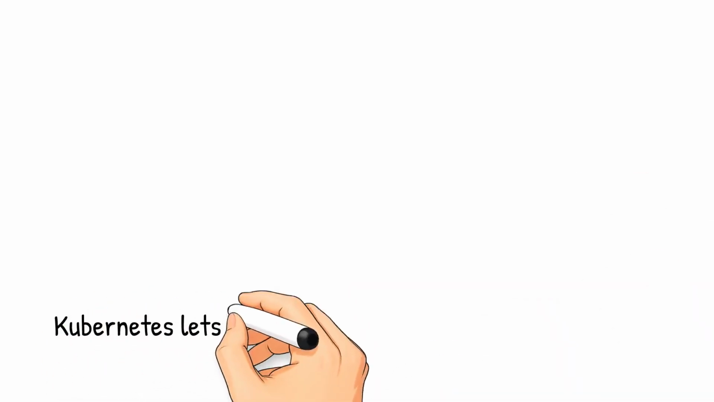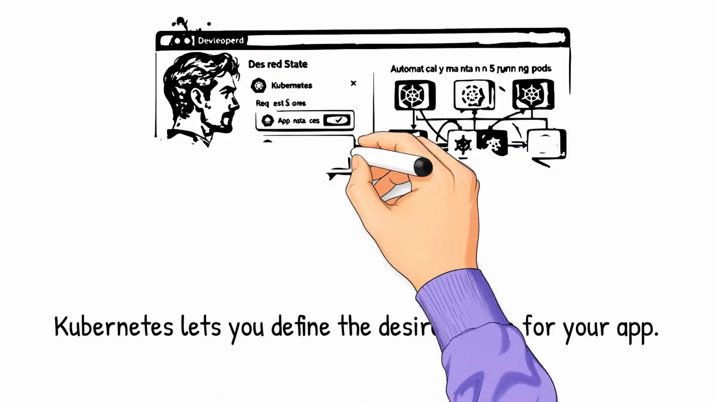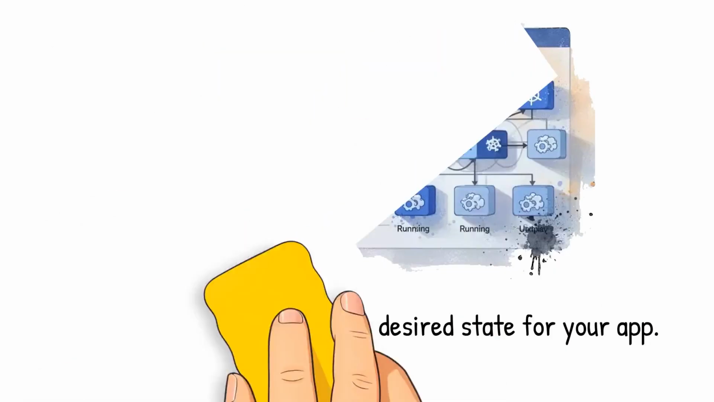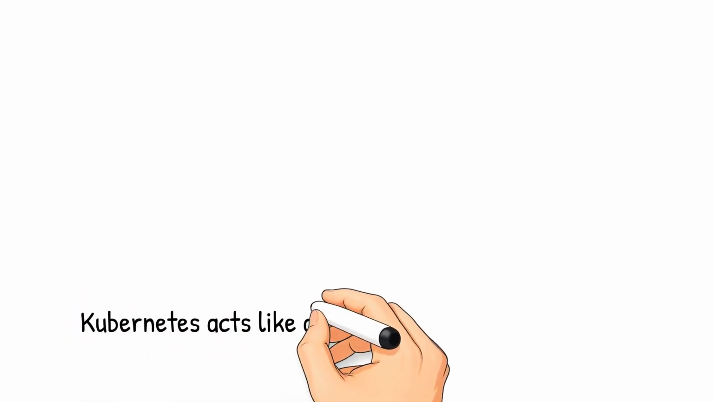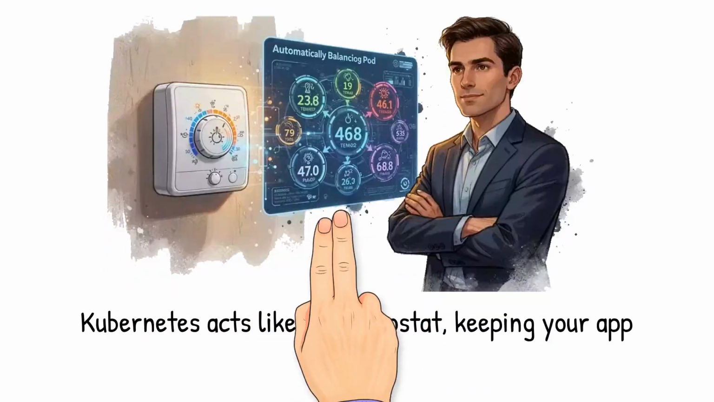You don't tell Kubernetes how to do things step by step. You tell it the goal. I want 5 copies of my app running, always, and Kubernetes makes it true. That idea is called the desired state. You describe what you want, and Kubernetes constantly fixes any difference. It's like a thermostat for your app.